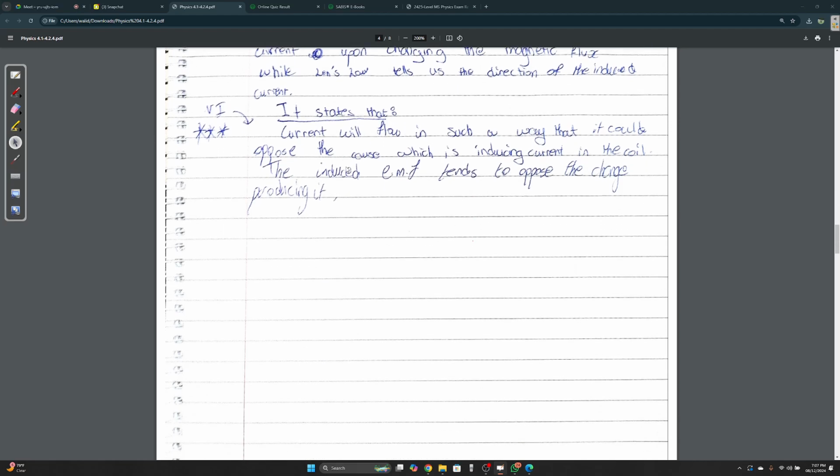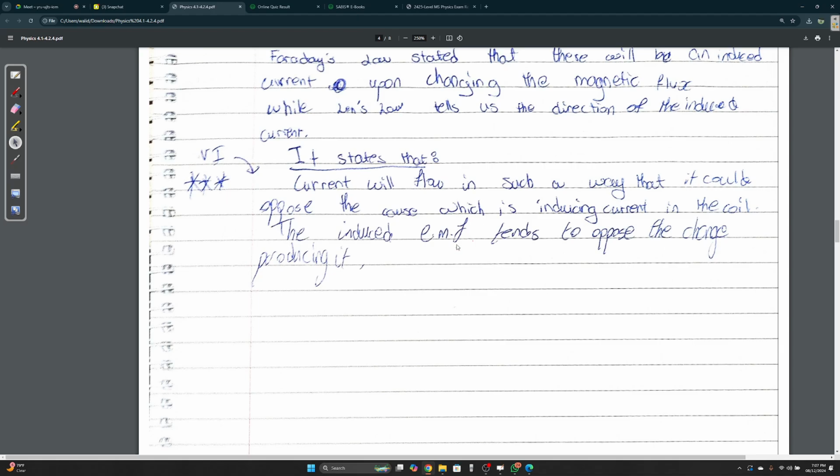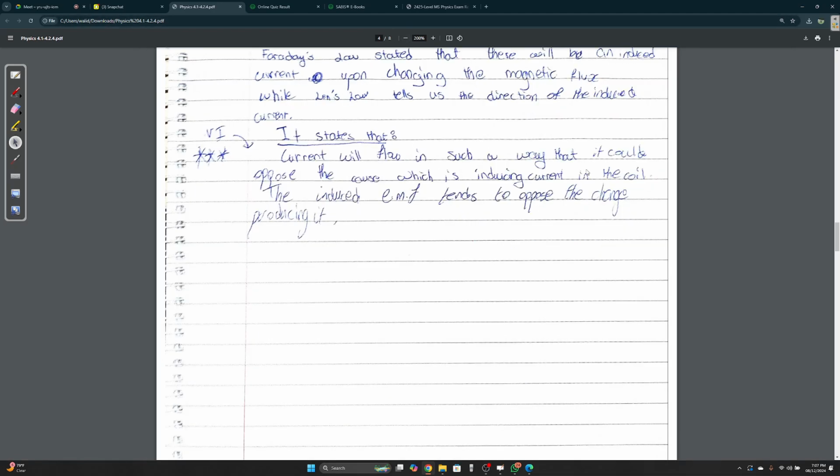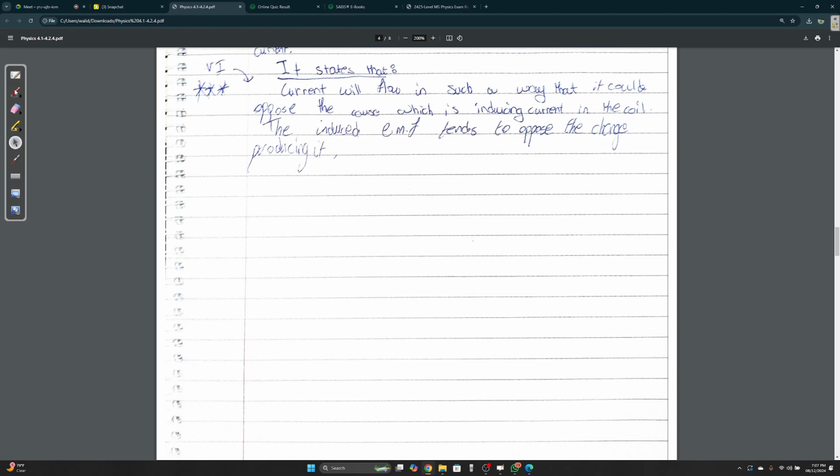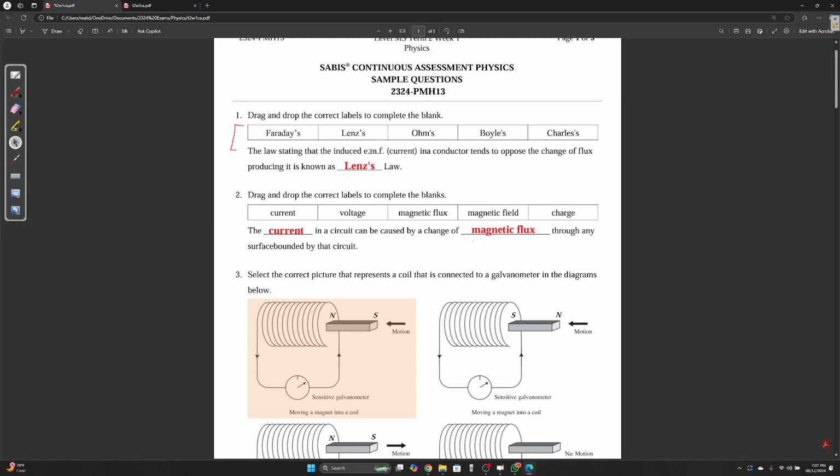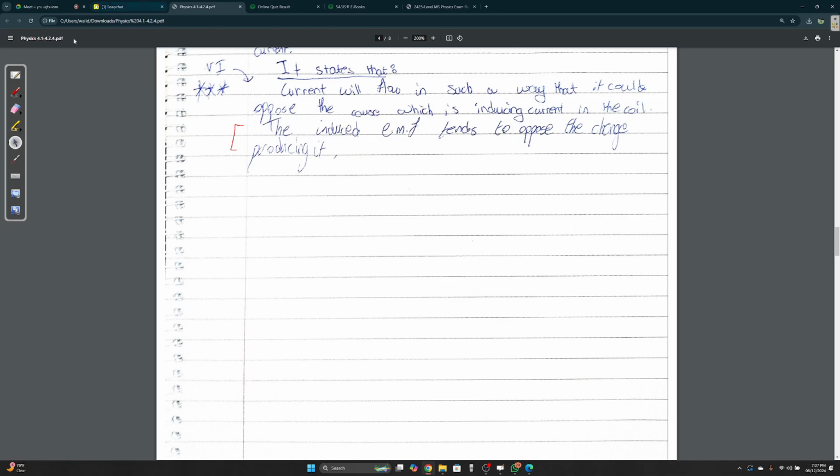Lenz said the induced current is going to flow in such a way that it opposes the cause, which is the inducing current in the coil. The induced EMF tends to oppose the change. This is basically the law, and it's over here. The law stating that the induced EMF opposes the change of flux is known as Lenz's law. You must memorize this.